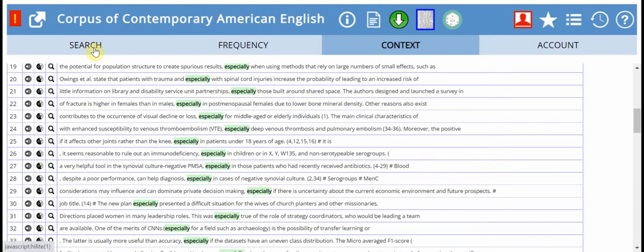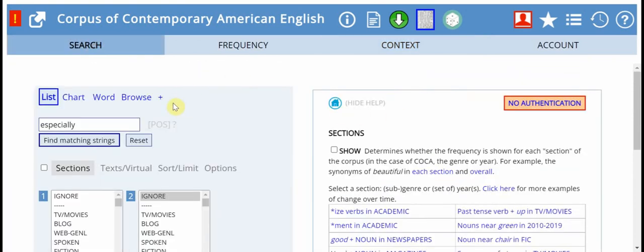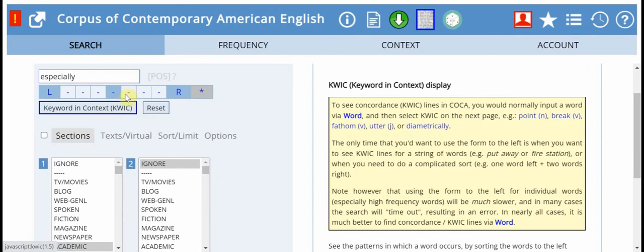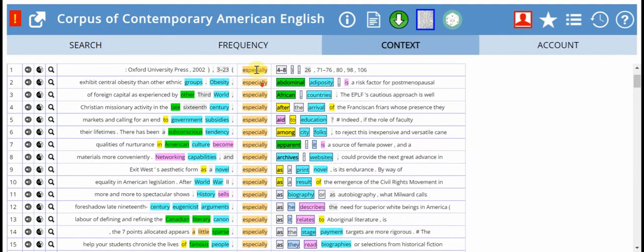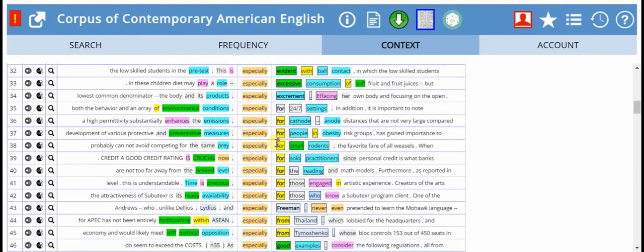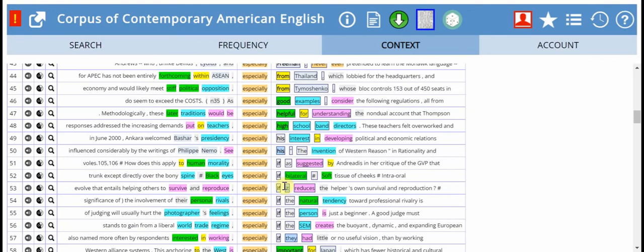Okay, one other thing I could do here, if I want to see a bit of a different view, and now this is search 2.0, advanced, I could go to my quick search, keyword in context, and I'm going to get similar results, but they're going to be presented in an easier to read way. Because I have this nice color coding and my word of interest is in the middle here, now I can start basically scrolling through and looking for some patterns. For example, a lot of especially for.